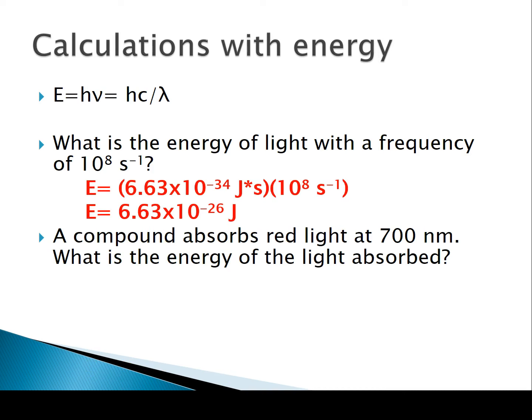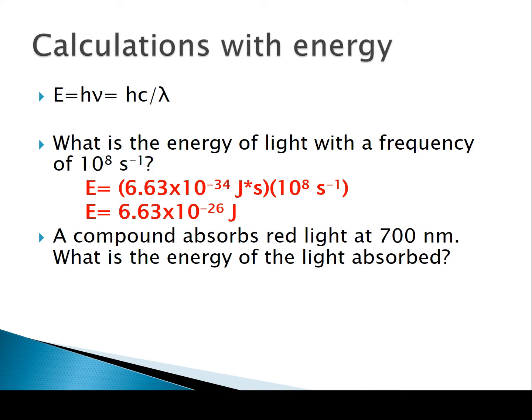Okay, so just like I said, we're going to do h times nu here, Planck's constant times the frequency, which is 6.63 times 10 to the negative 34th joule seconds, times 10 to the 8th seconds to the minus 1. When you put that in your calculator, you should get 6.63 times 10 to the negative 26 joules. Alright, so that was an example with a given frequency.